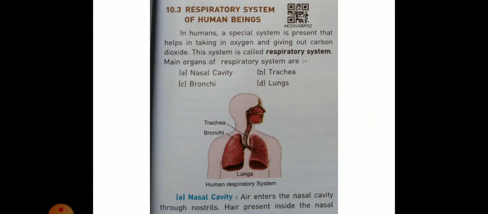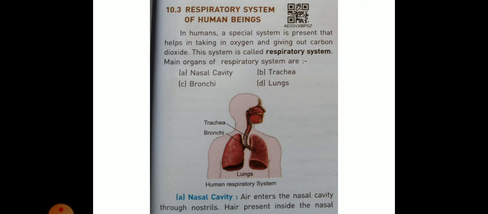In humans, a special system is present that helps in taking in oxygen and giving out carbon dioxide. This system is called the respiratory system. The main organs of the respiratory system are the nasal cavity, trachea, bronchi and lungs. Four main organs of the respiratory system.